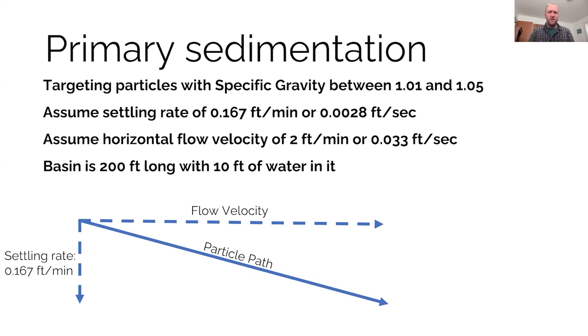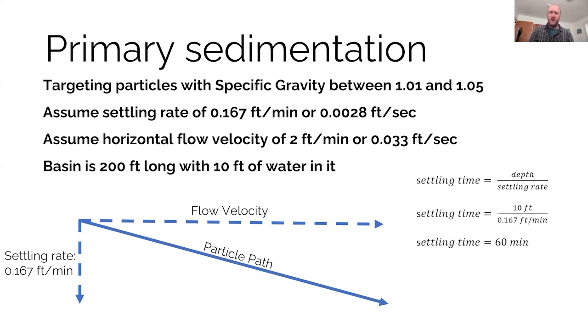And then if we want to, we can add our basin length there. So 200 feet long, and then we have 10 feet of water in our imaginary scenario. Okay, so we're going to write down that formula like we did last time. And then we're going to plug in our numbers in there. So 10 feet divided by that settling rate. And then if we plug that into our calculator, our feet units are going to cancel out and we're going to end up with minutes. So that settling time for particles that size is going to be 60 minutes.